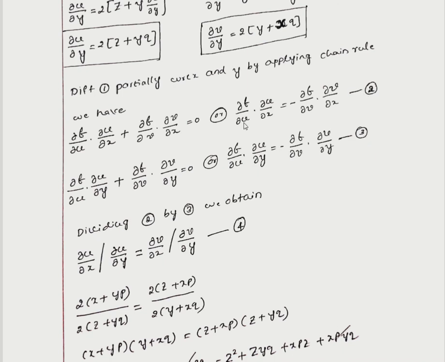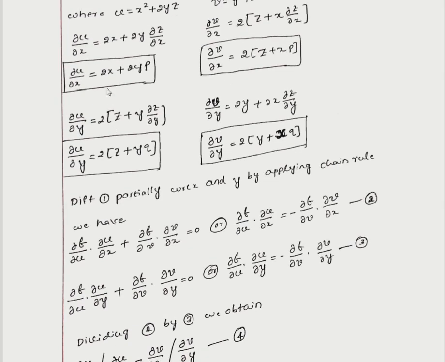Now divide 2 by 3. Therefore, here ∂f/∂u gets cancelled. What is the remaining term? ∂u/∂x divided by ∂u/∂y is equal to, here ∂f/∂v gets cancelled, and minus gets cancelled. Only we get ∂v/∂x divided by ∂v/∂y. That is equation 4.